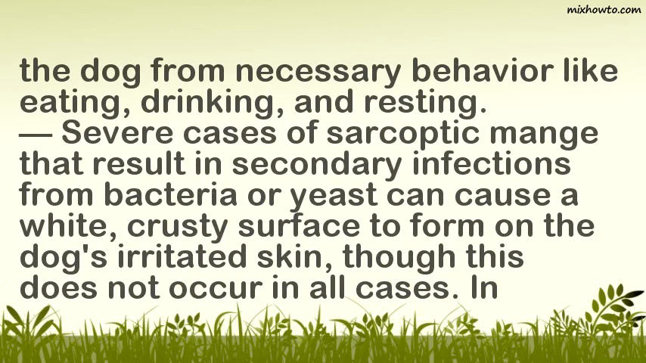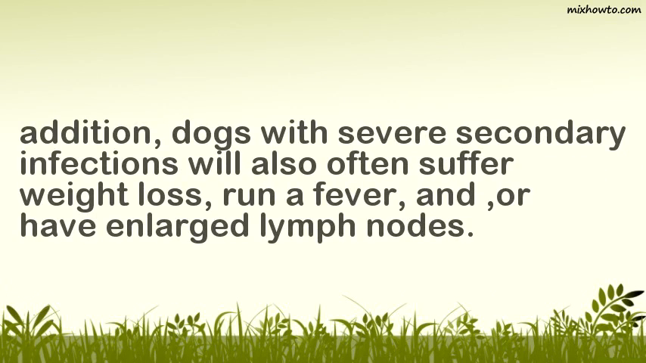Severe cases of sarcoptic mange that result in secondary infections from bacteria or yeast can cause a white, crusty surface to form on the dog's irritated skin, though this does not occur in all cases. In addition, dogs with severe secondary infections will also often suffer weight loss, run a fever, or have enlarged lymph nodes.